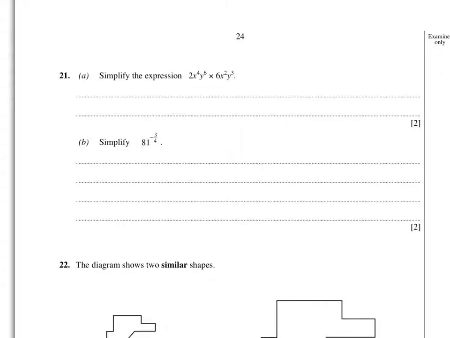Right, simplify this expression. Start with the numbers. 2 times 6 is 12. It's all about multiplication. X to the power 4 times x to the power 6. Well, add the powers. X to the power 6. Y to the power 6 times y to the power 3. Y to the power of 9.